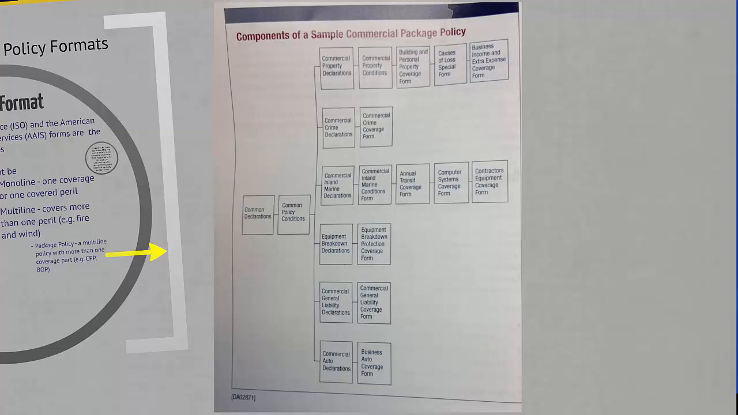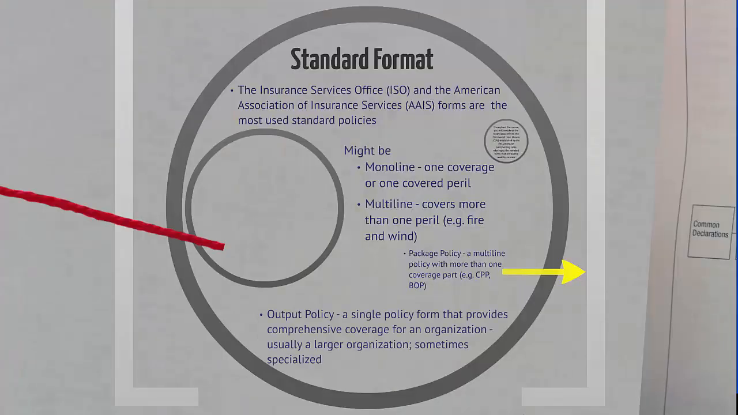This is a sample commercial package policy and its components. This will be a page that I'll often refer back to because it's a great summary and depiction of all of the different parts of the CPP, or commercial package policy. There's also what's called an output policy, which is a single policy form that provides comprehensive coverage for an organization. Usually this is for a larger organization. Sometimes the output policy can be specialized for a certain type of industry, like auto mechanics or contractors.